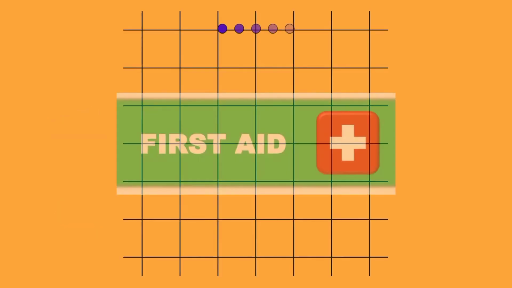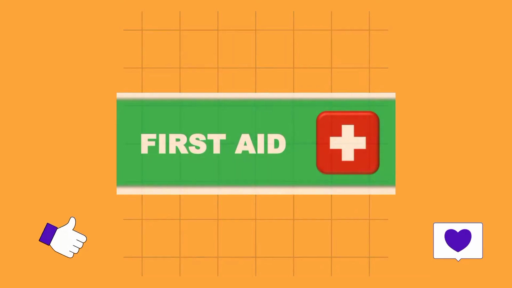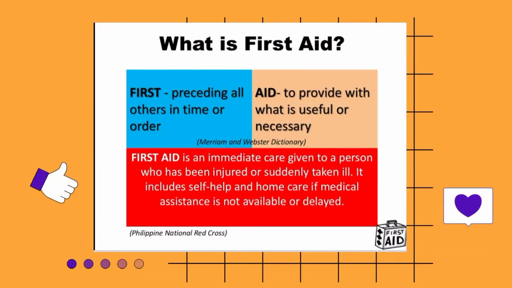To begin with, let us know the meaning of first aid. What is first aid? First means preceding all others in time or order, while the word aid is to provide with what is useful or necessary. First aid then is an immediate care given to a person who has been injured or suddenly taken ill. It includes self-help and home care if medical assistance is not available or delayed.